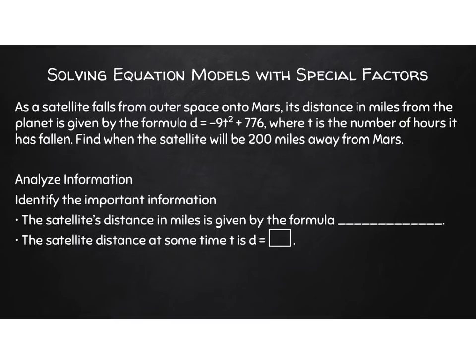Okay, so what we want to do is initially identify the important information. Word problems, they give you a lot and sometimes a little too much. So let's identify specifically what we need to know. So the satellite's distance in miles is given by the formula d equals negative 9t squared plus 776. And the satellite distance at some time t is d, 200 miles.